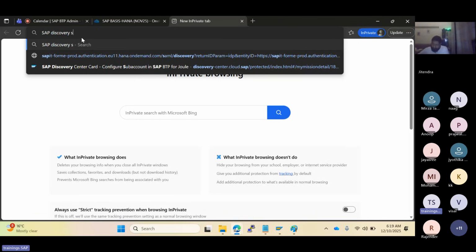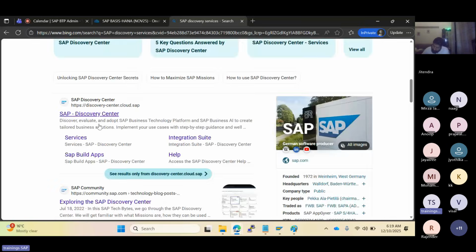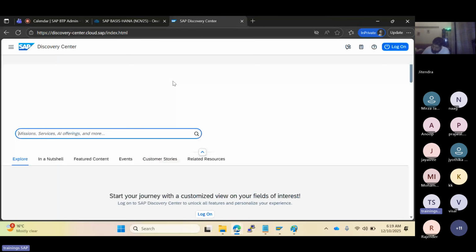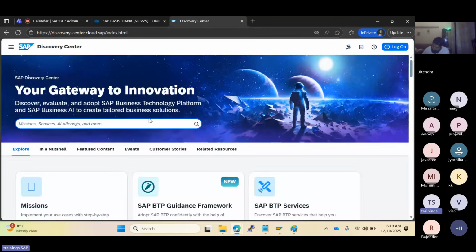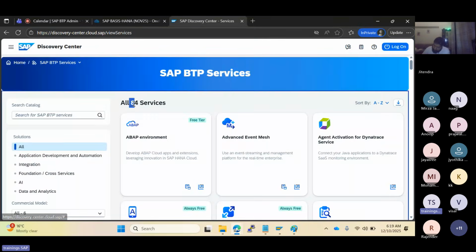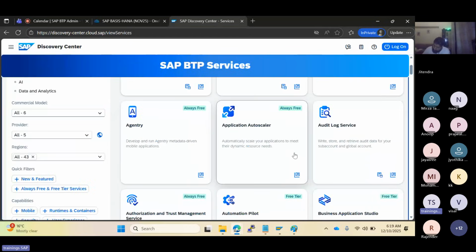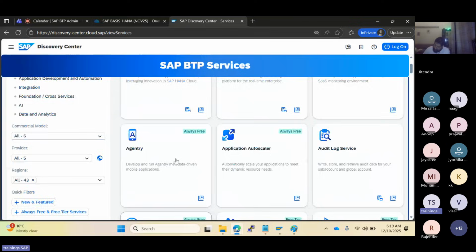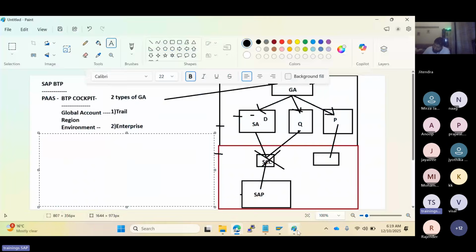If we go to the discovery center, you will see all the services there. If you go to the BTP services, there is a service catalog. You can see 84 services are available in the discovery center. In that we have the advanced services as well. Some services are available in the free tier, some services are not available in the free tier.